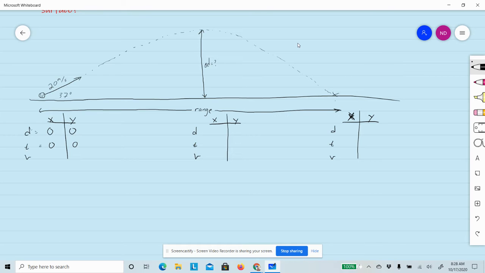And the speed for the X is going to be 20 meters per second multiplied by the cosine 37 degrees. And the Y direction will be 20 meters per second times the sine 37 degrees. Sine 37 should be 0.6. So this becomes 12 meters per second, and this is 16 meters per second.